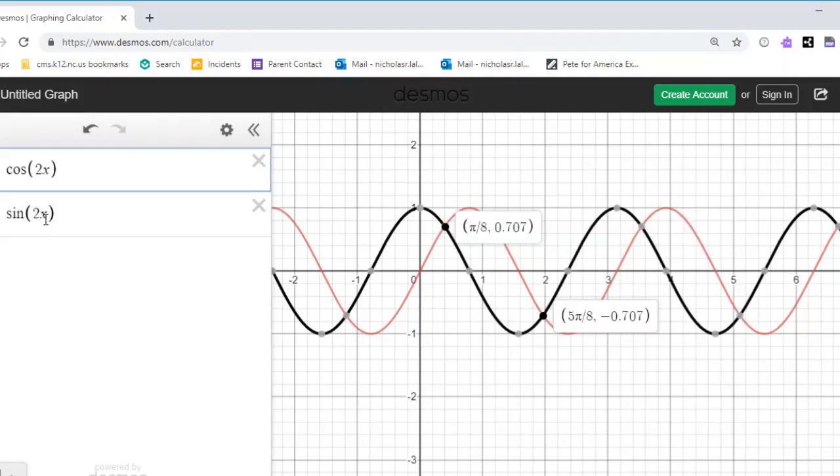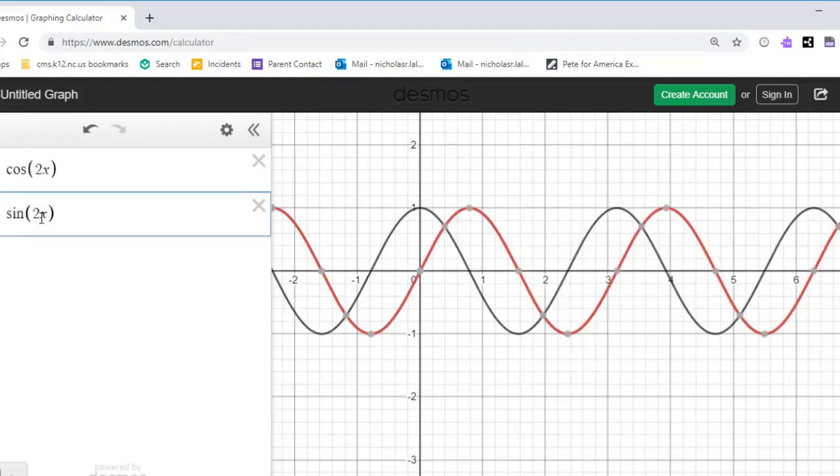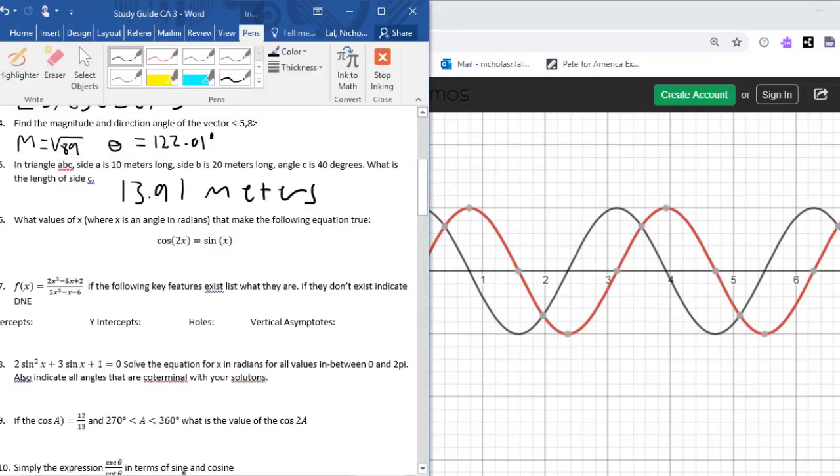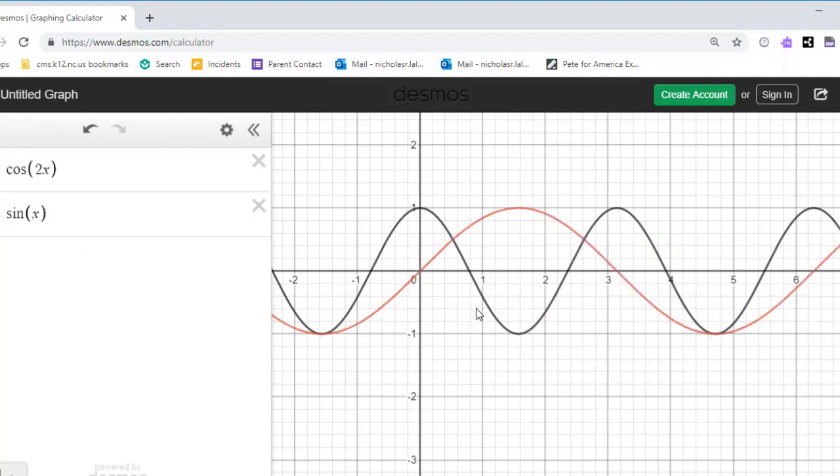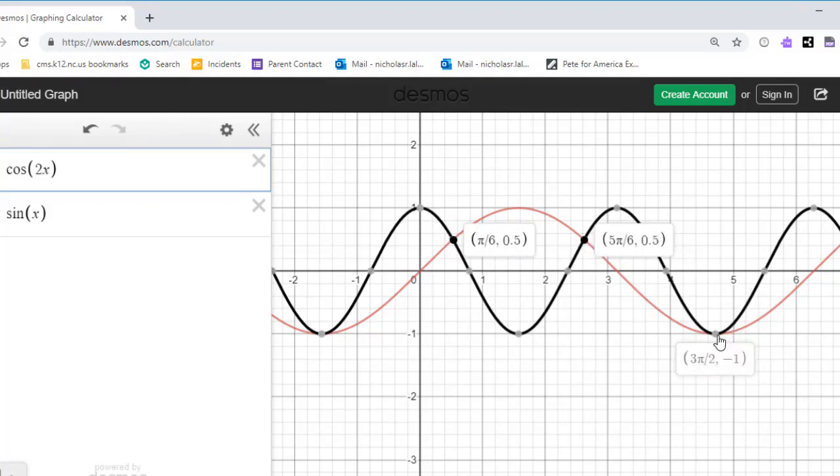Actually, those aren't intersections, because the problem said the cosine of 2x and the sine of x, so make sure you type in your problem correctly. One solution is pi over 6. Another solution is 5 pi over 6. Another solution is 3 pi over 2. And if you notice, after 6.28, the solution just becomes 13 pi over 6.